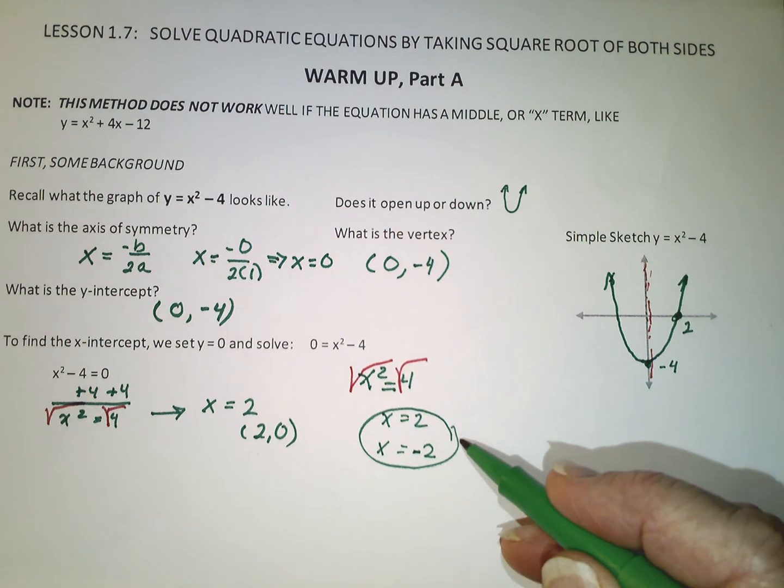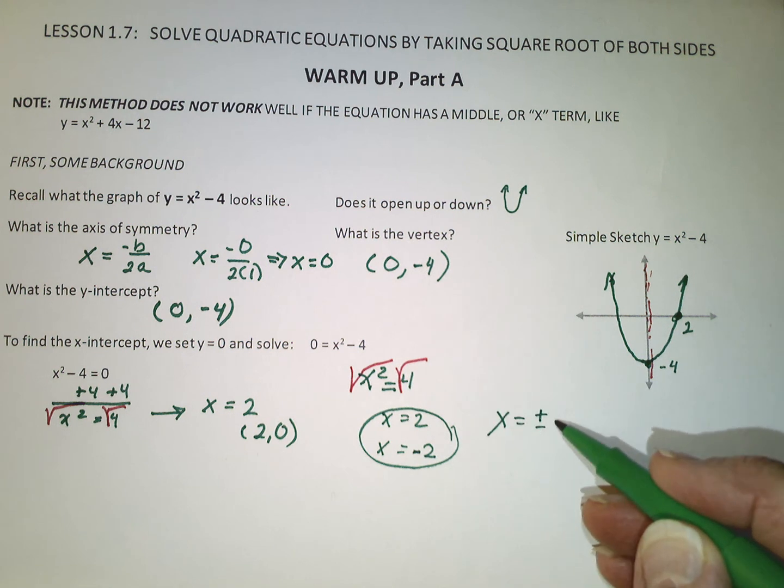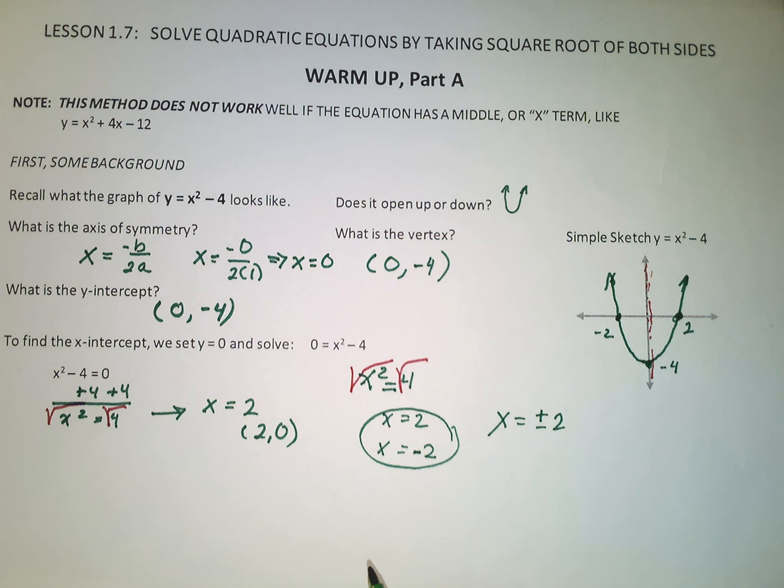So we have to be certain that we include those. We often write it x equals plus or minus 2. And that would be in keeping with the picture that we know should happen.